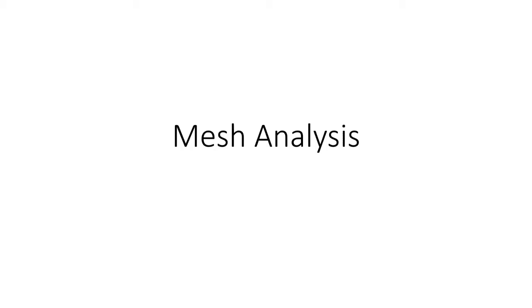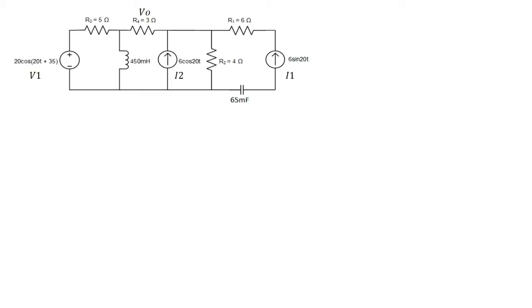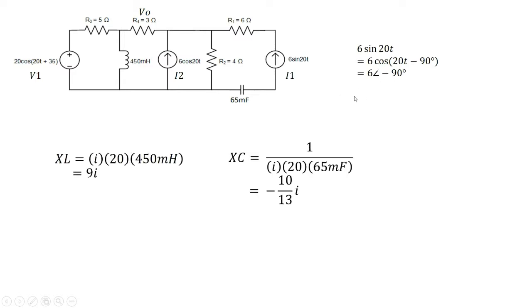Hello and welcome to this video on mesh analysis. Let's take a look at this particular circuit. For this circuit we need to find VO across the resistor 4. Now we have 4 loops of circuit and 3 different sources and 2 different signals, cosine and sine signals. So we need to change the sine form into the cosine form first, and then you notice that the omega is the same value, so we can find the XL value and the XC value.